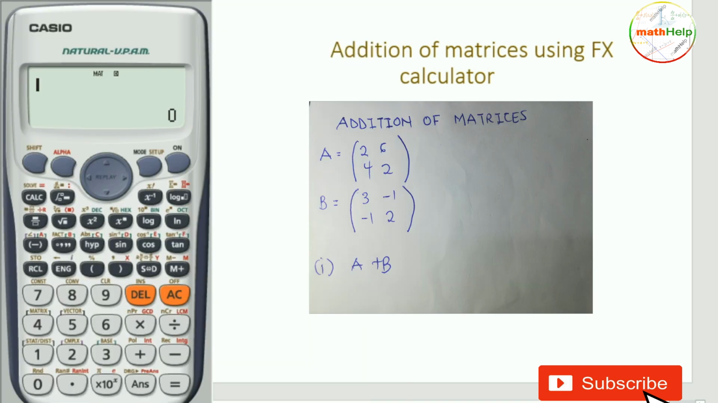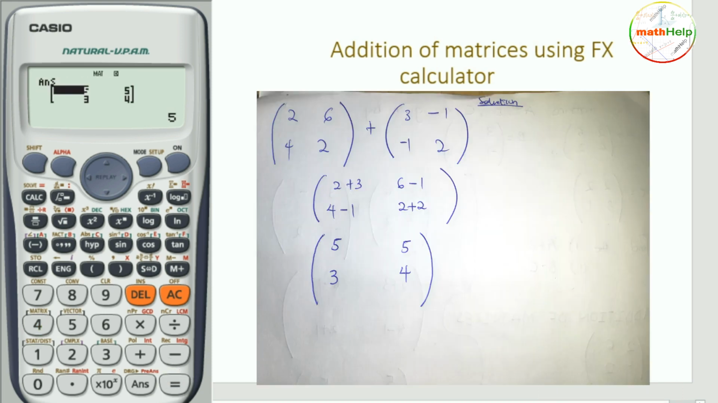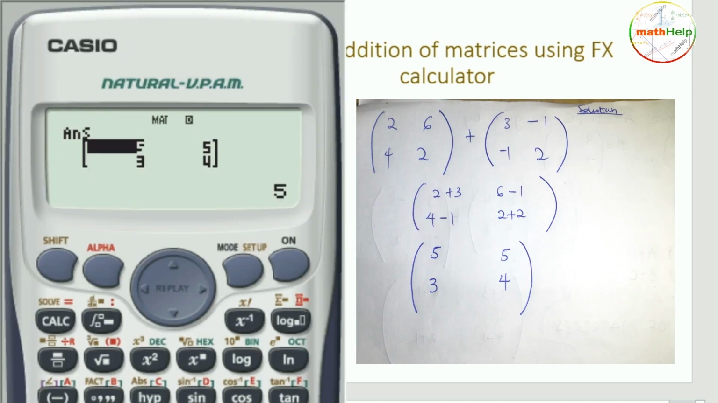So now we operate on the matrices we were given in the question, to find matrix A plus B. We go Shift, matrix. Matrix A is 3, so 3, plus Shift, matrix. Then we choose option 4, which is B. Then we click equal to. Zoom out to see it clearly. Check by working manually and you will see that our values are intact. So this is the answer for our matrix.